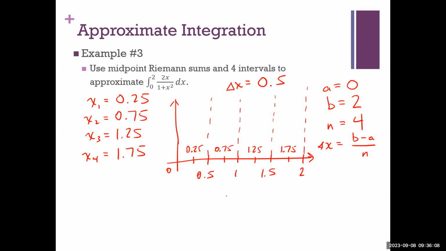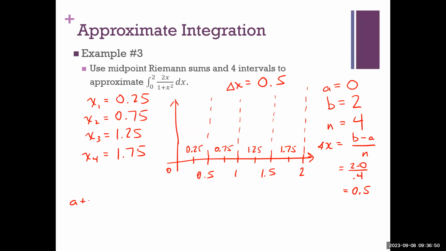Could I also do this without drawing a picture? I know that A is my left endpoint, 0. I know that my delta X is, in my case, 1/2. So if delta X is 0.5, how do I find the midpoint of my first interval? Well, where's the left end? The left end is always going to be A, right? And then I'm going to add some number of delta X's to that to get to the actual sample point I want.